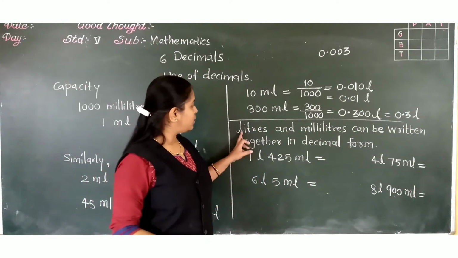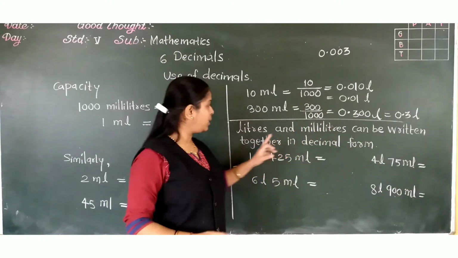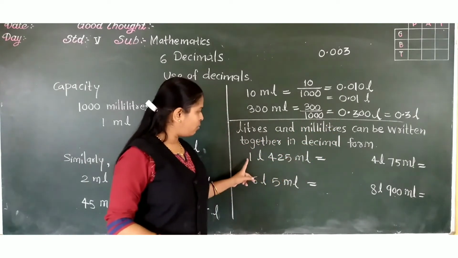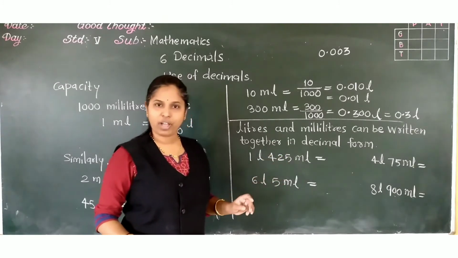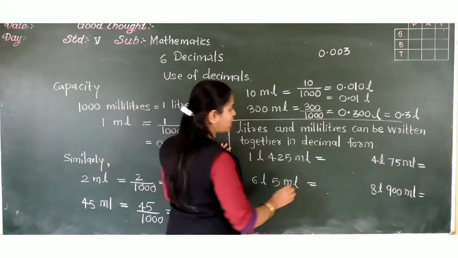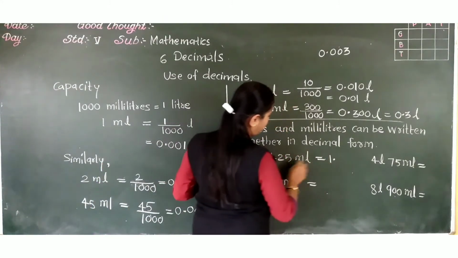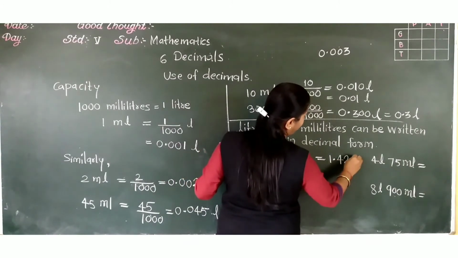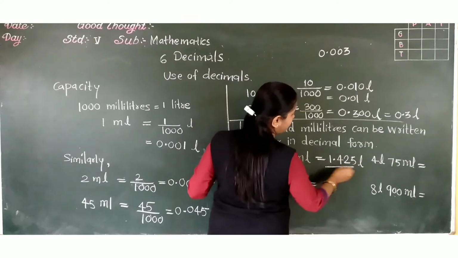Then liters and milliliters can be written together in decimal form. See here, 1 liter 425 milliliter. So how to write it? 3 digits are there, no? Yes, 1.425 liter in this way.